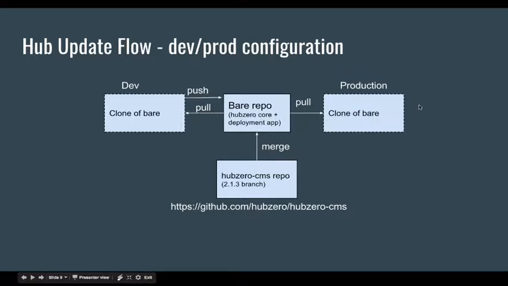And when we go to roll out changes on production, we simply do a git pull to production. So we never go the opposite direction. We never go from production all the way back down to dev. There is this bare repo that sits in the middle, and we just simply pull straight up.